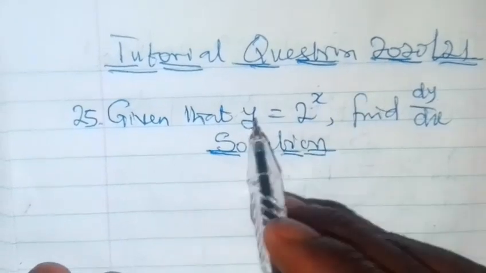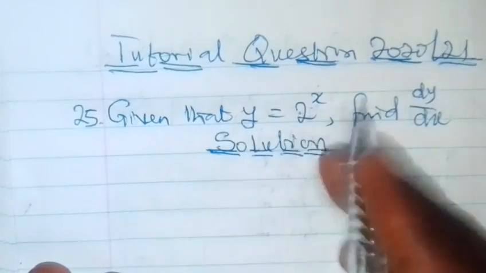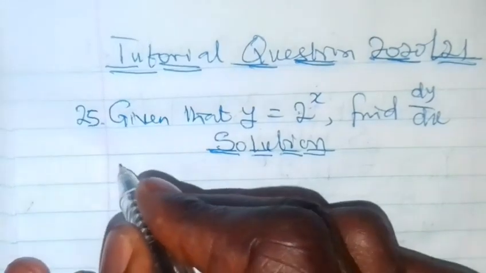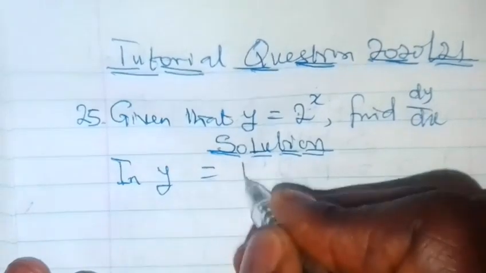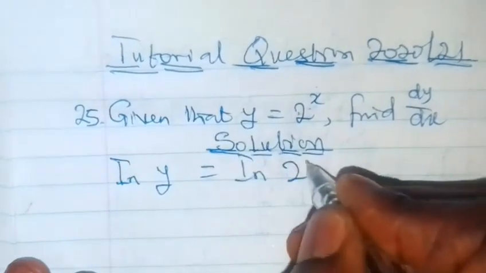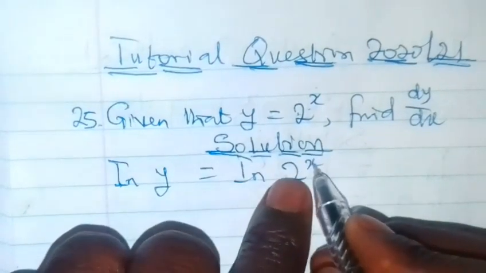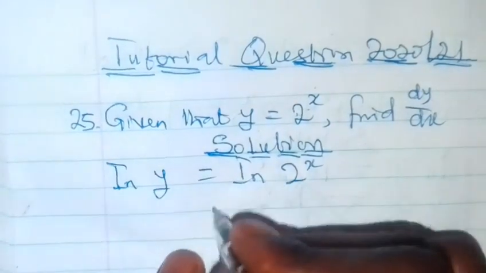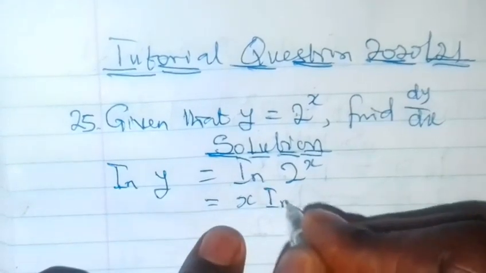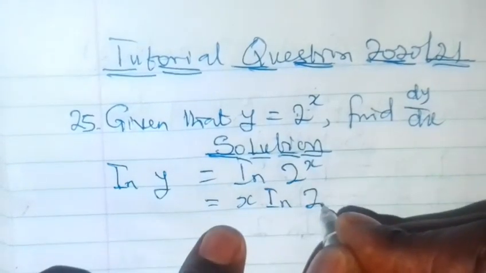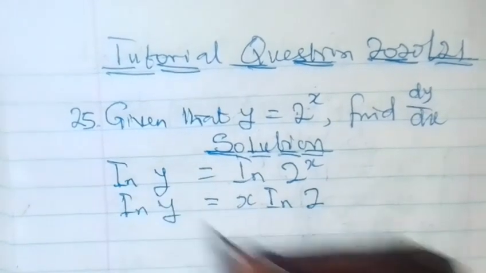So the first thing we are going to do, since we're having an exponential function, is to take the natural log of both sides. And how do we write it? We write it as ln y equals ln 2 power x. Now, this 2 power x that is here, the power that is here, we're going to use it to multiply the log function, which is x ln 2. Then on the left side, we still have our ln y.